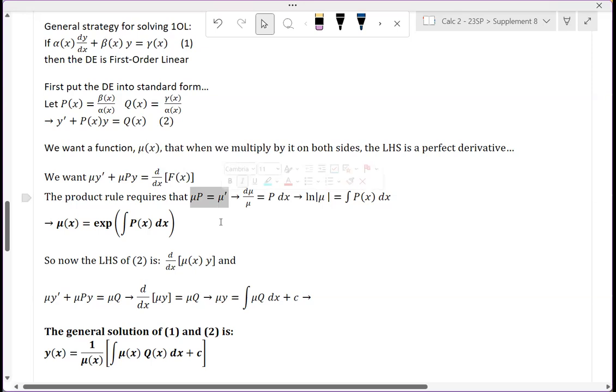And I can solve this differential equation. This is a differential equation in mu, right? Mu prime equals mu p. I can separate variables and so on, and I can see that my integrating factor ends up being e to the integral p of x dx. So I take p, I compute its integral, and I put that in the top of an exponential. That's my integrating factor.